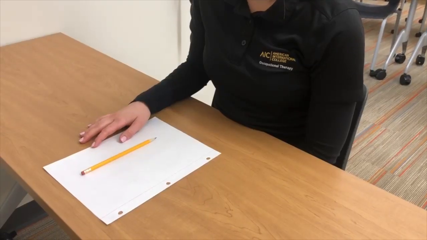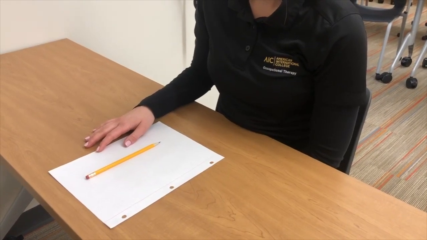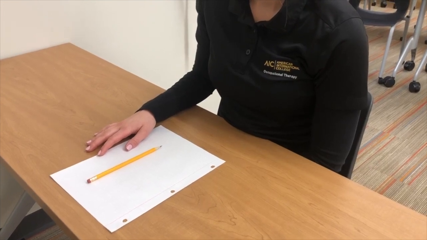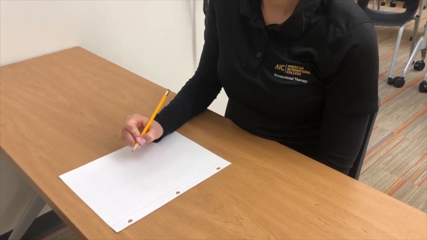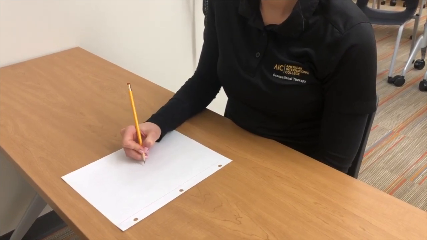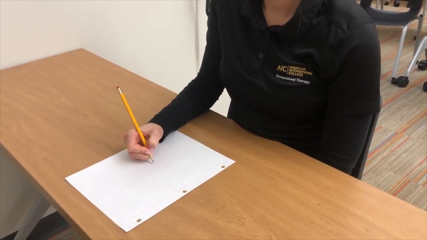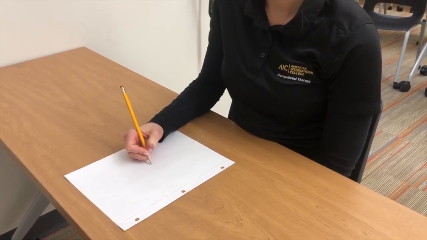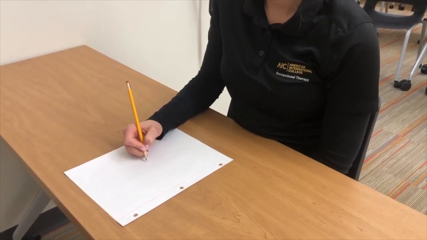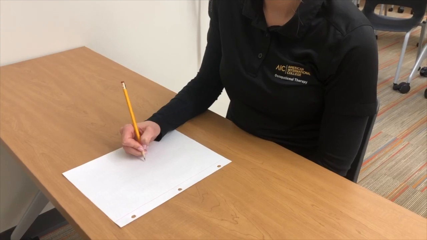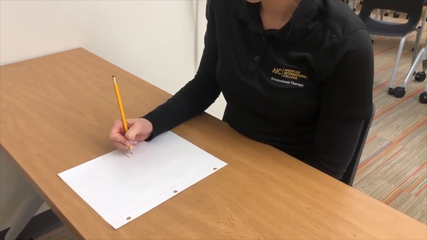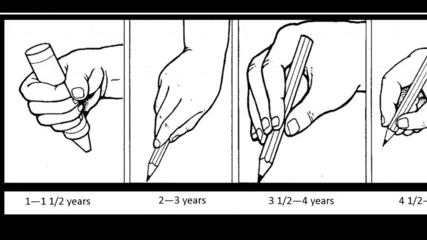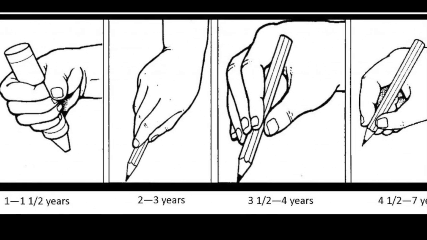The dynamic tripod grasp develops at the age of 4.5 to 6 years old. In this grasp pattern, the child will grasp the writing utensil between the thumb and pad of the index finger. The writing utensil will rest on the first joint of the middle finger and is considered a mature grasp. In the dynamic tripod grasp, only the writing utensil will move because the intrinsic hand muscles are what the child is using to write. This is the progression of grasp development.